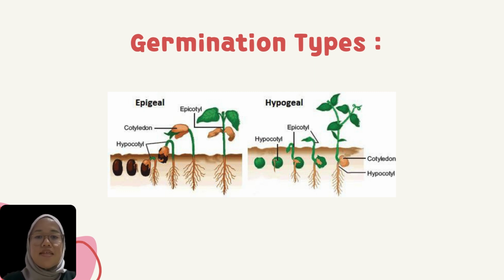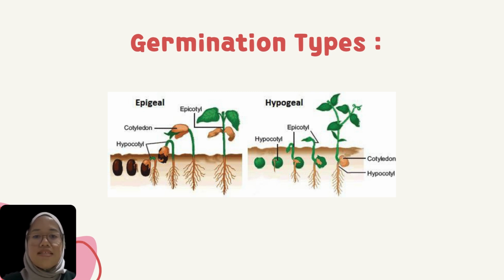Next, this image compares two types of seed germination, epigeal and hypogeal germination. Epigeal germination, left side. The cotyledons, or seed leaves, come above the soil. The hypocotyl, the lower stem, grows and pushes the cotyledons upwards. For example, bean plants. Cotyledons are visible above the ground. They sometimes become green and help in photosynthesis. Hypocotyl is actively growing.